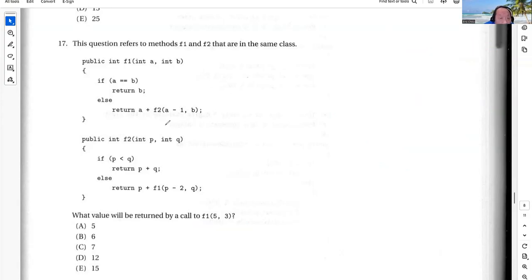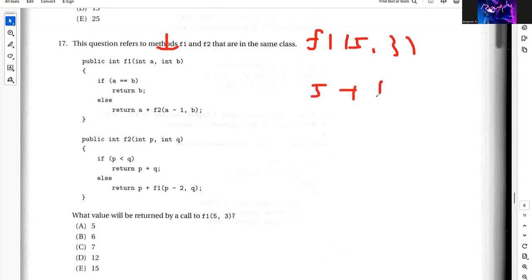So let's look at it. You do have F1 of 5, 3. So what will happen in F1 of 5, 3? We'll go to 5 plus F2 of 4, 3.